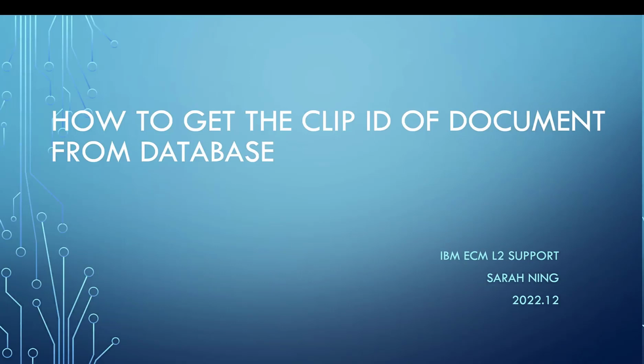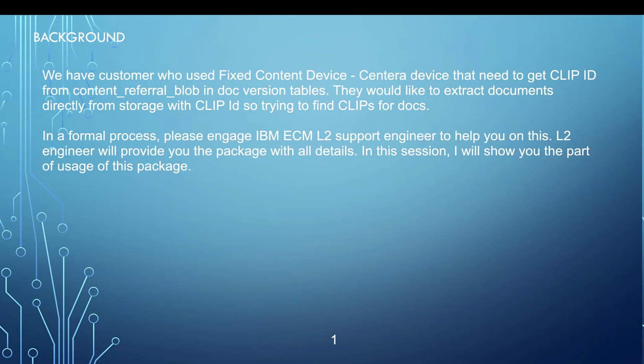I will introduce a topic about how to get the CLIP ID of a document from the database, using Centera CLIP ID as a sample. We have some customers who use the fixed content device, the Centera device, who need to get the CLIP ID from the content referral blob in the doc version tables. They would like to extract documents directly from storage with the CLIP ID, so they are trying to find CLIPs for documents.